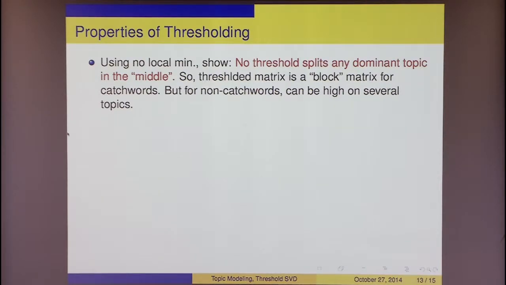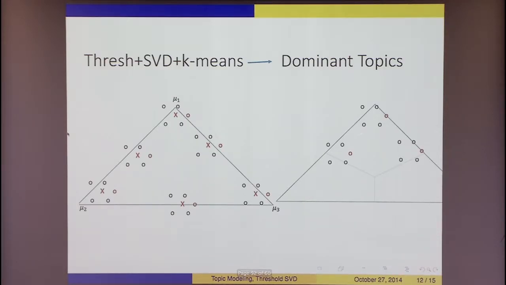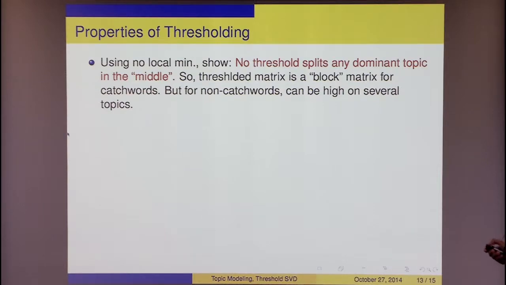So thresholding, what does it accomplish? We saw what it accomplishes in the signal to noise setup. Let's see what it accomplishes here. We'll prove that we can use the no local min assumption, and that implies thresholding does not split any dominant topic in the middle. So it doesn't split any of these clusters in the middle. It would not be very nice if it did. Okay. So the threshold matrix is a block matrix for catchwords. For non-catchwords, it still doesn't split a topic, but they can be high on several topics.